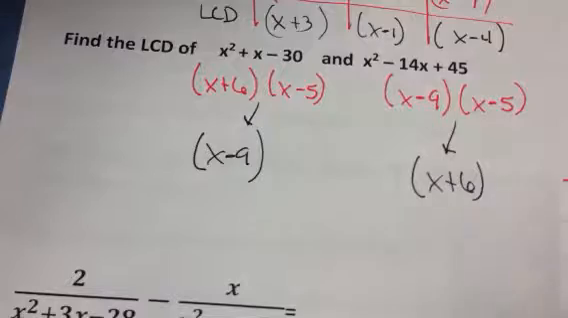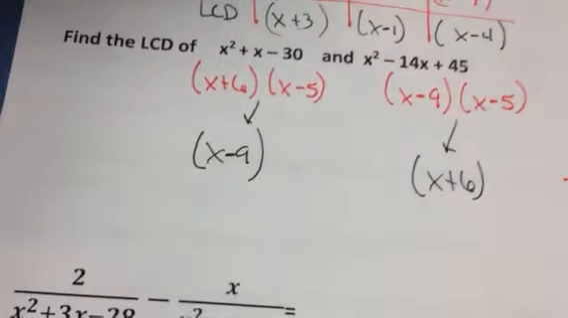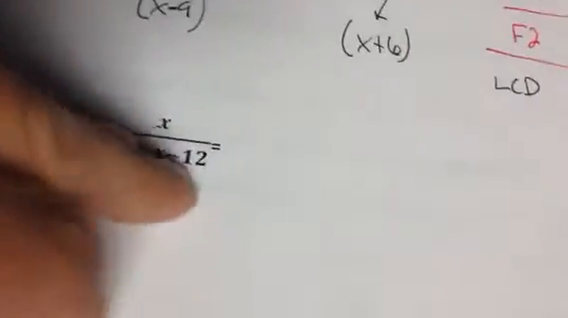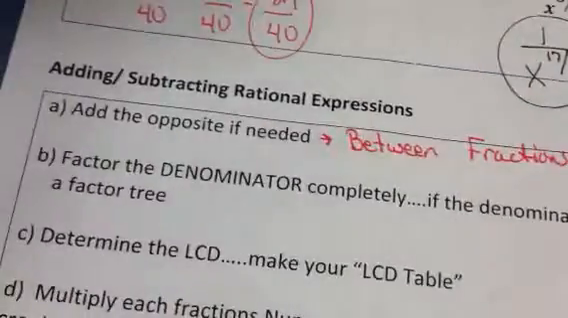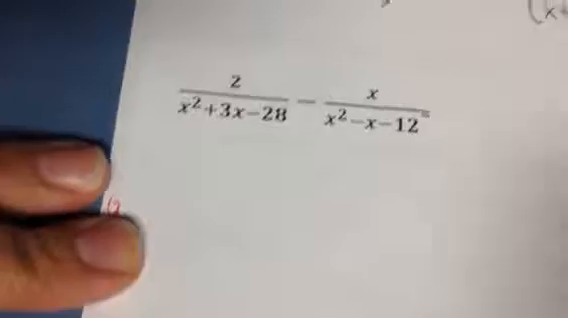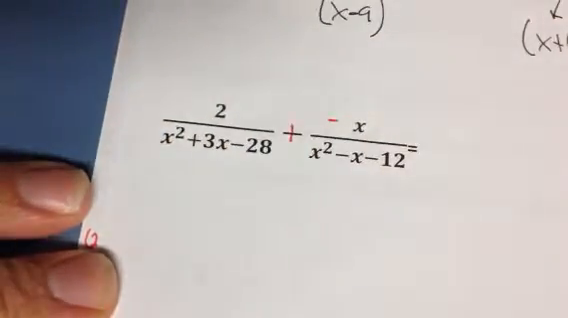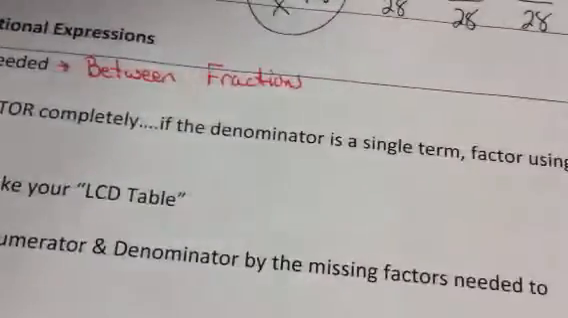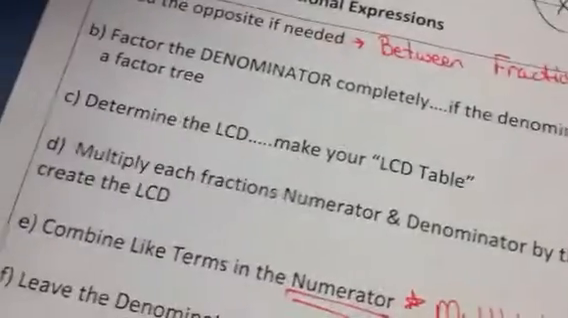So with that in mind, let's check out this next problem. So the first thing I'm going to do, going back to my notes from the beginning, you guys would flip over, mine are stapled, is I'm just going to add the opposite. This is happening between the fractions, so when I add the opposite, I want this to apply to my numerator.